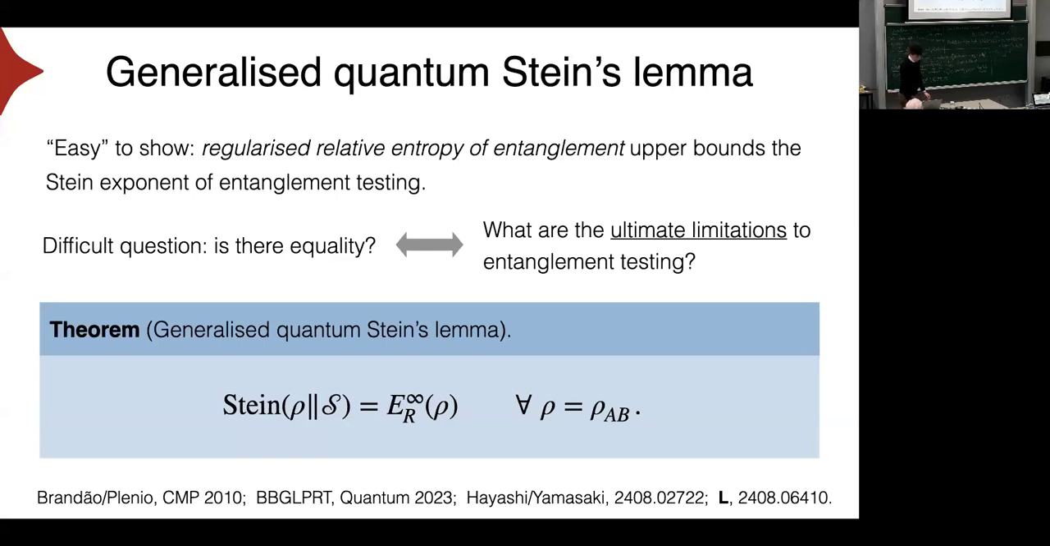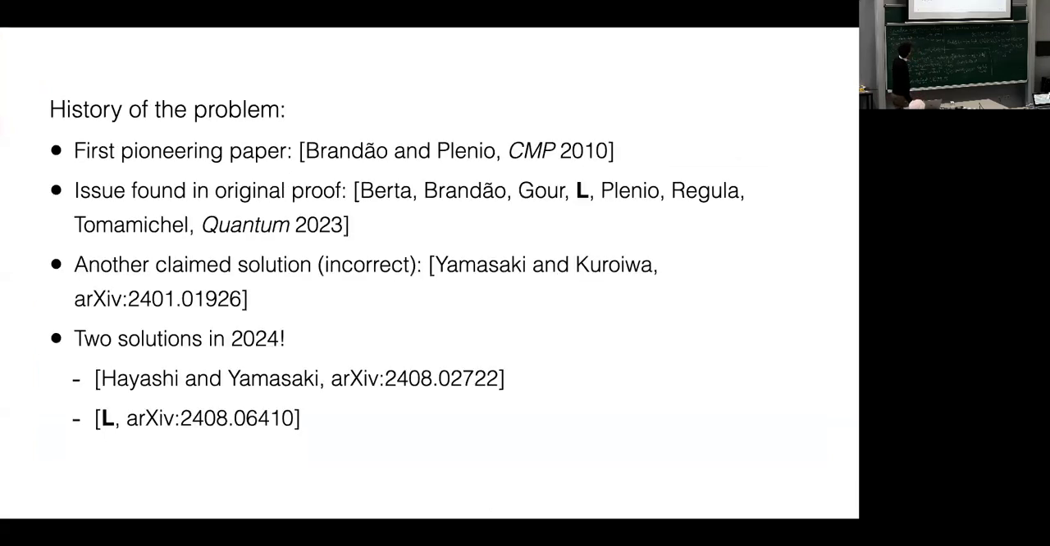I can talk for an hour on this. Right, some history of the problem. Some fun, after all this technical stuff. The first paper that I want to stress was really a pioneering paper, despite the error. It was this paper by Brandao and Plenio, CMP 2010, where they laid out all the motivation for this generalized Stein's lemma. Then an issue was found in the original proof, because they claimed to prove it, and the proof actually doesn't really work.